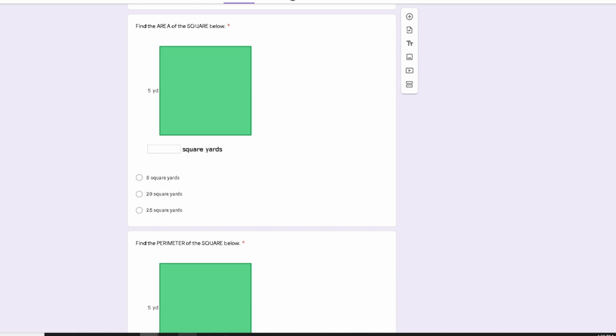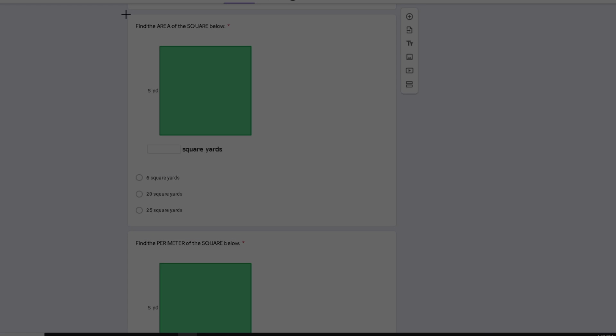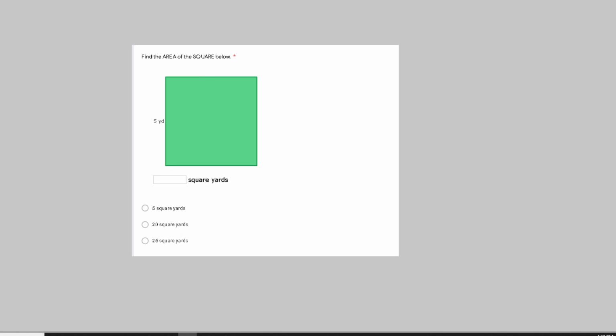All right, find the area of the square below. This is one that a lot of people did struggle with, and I think it was rushing again, to be honest. Take your time, especially on the test. Find the area of the square below. It's a square. Squares have 4 equal sides. So that means that this side is 5 yards as well. This one would be 5 yards. This one would be 5 yards. But for area, you only need to know 2. So you do 5 times 5, and that would give you 25.